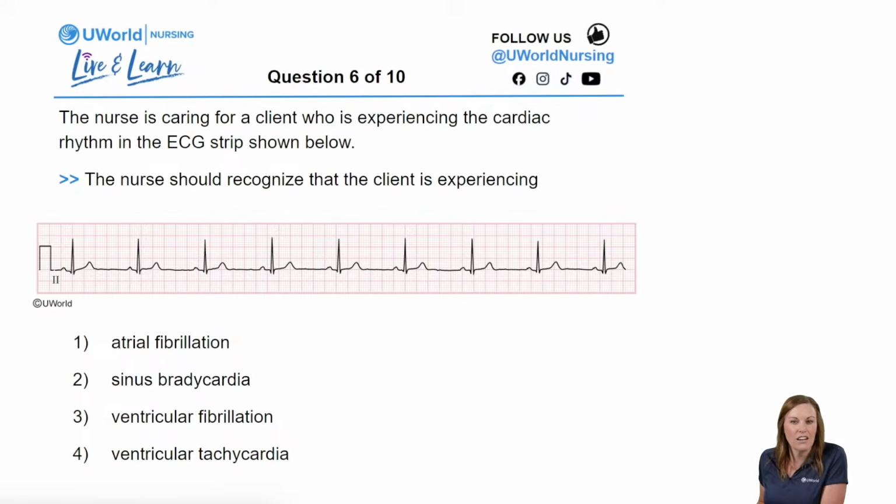Okay, the nurse is caring for a client who is experiencing the cardiac rhythm in the ECG strip shown below. The nurse should recognize that the client is experiencing atrial fibrillation. Option 1, atrial fibrillation. Option 2, sinus bradycardia. Option 3, ventricular fibrillation. Option 4, ventricular tachycardia. All right, let us know what you think. Good answers coming in. Again, this is a 10-second strip. Let us know what you think that means for this answer.